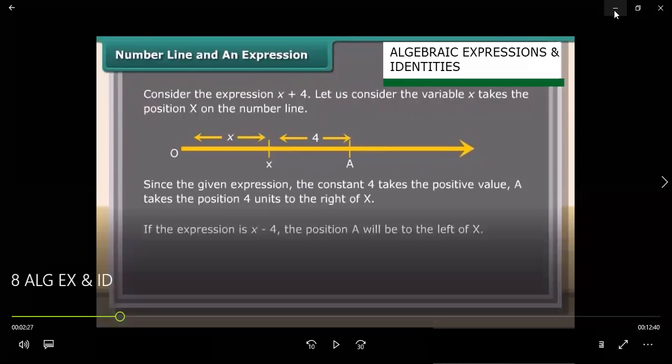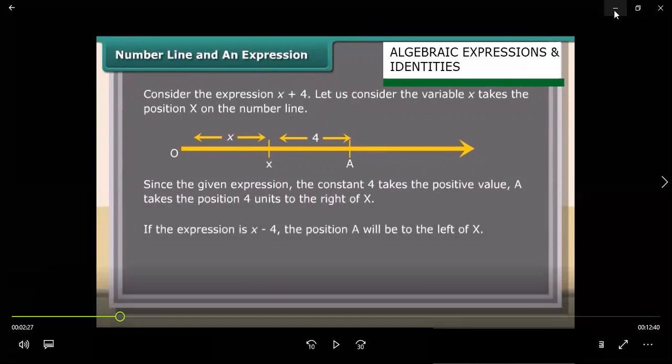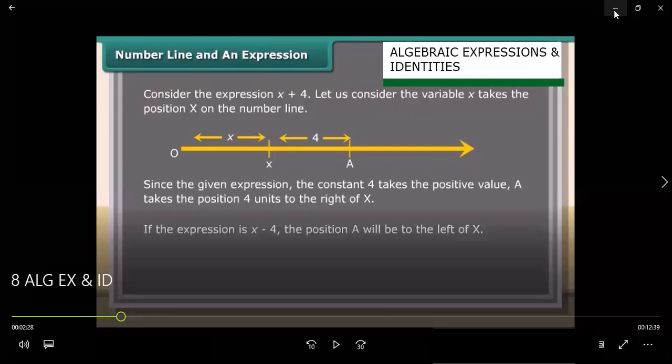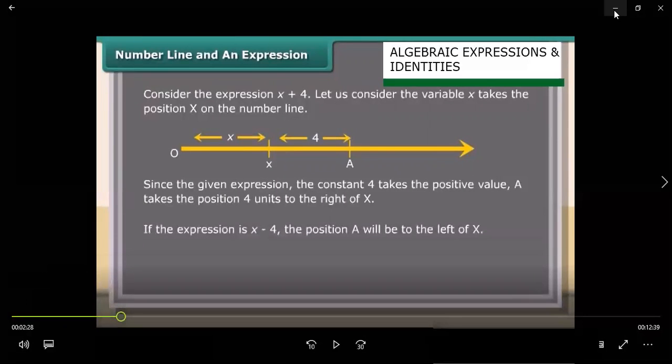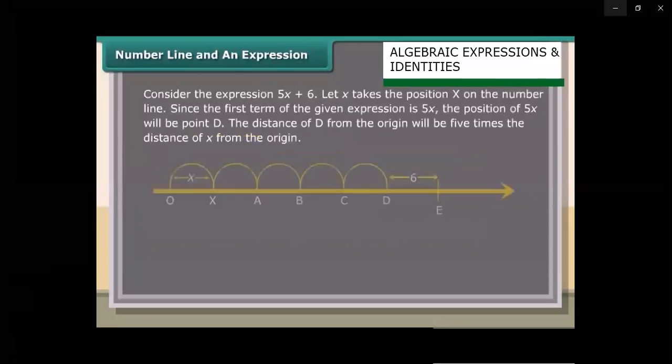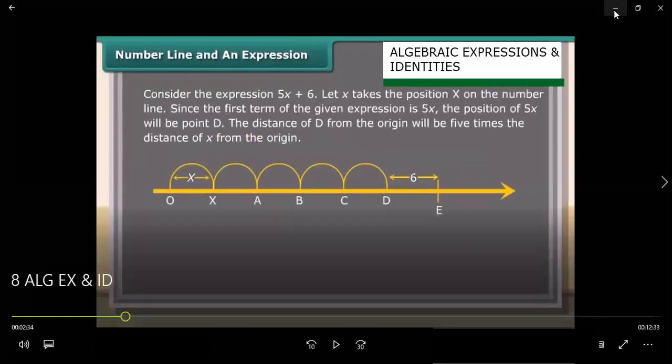If the expression is x minus 4, then the position A will be to the left of X. So in this case, since the expression is x plus 4, the position of A is 4 units to the right of X. Similarly, if the expression is x minus 4, the position of A will be towards the left of X. Let's take one more example.